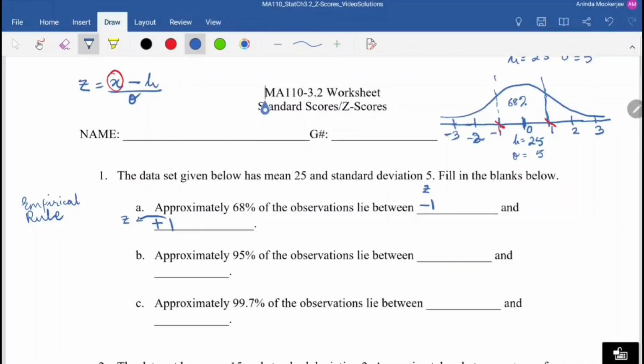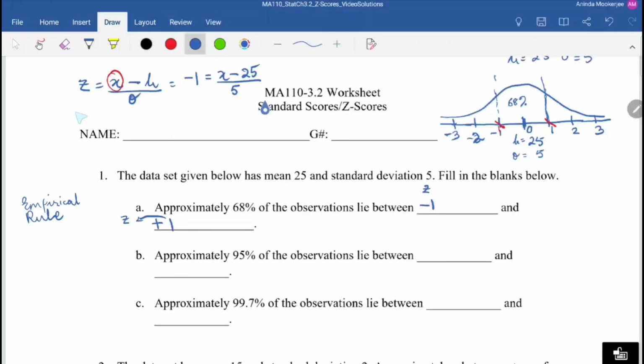All right, so we know the value of z that we are looking for, whose x value we are looking for. We know the mu is given to us, and we know sigma, which is also given to us. So let's try to solve this. So -1 equals x minus 25. Remember, mu is 25. So x minus 25 over 5. All right, so now you have to solve for x. This is algebra at this point. So how would we do that?